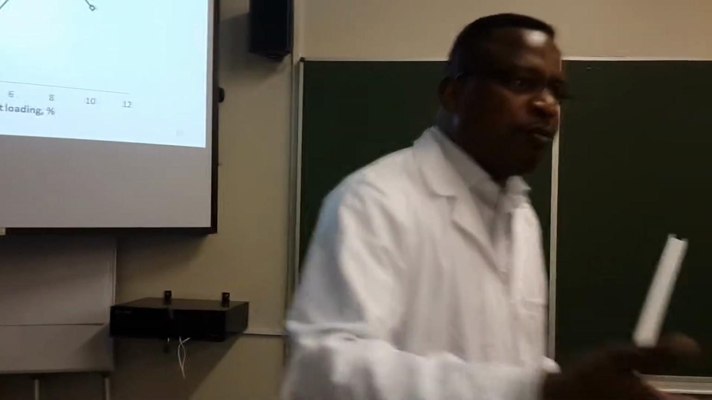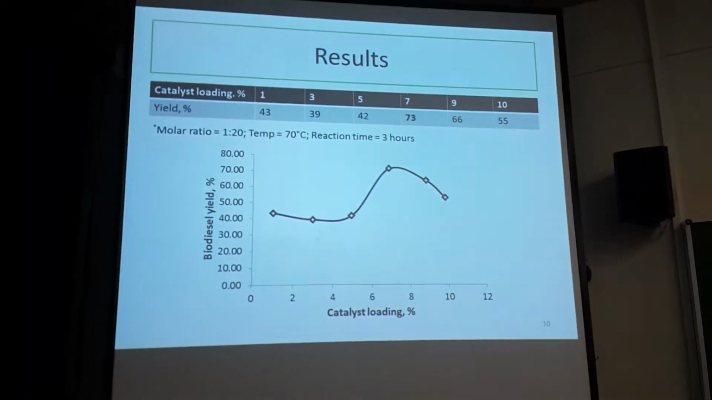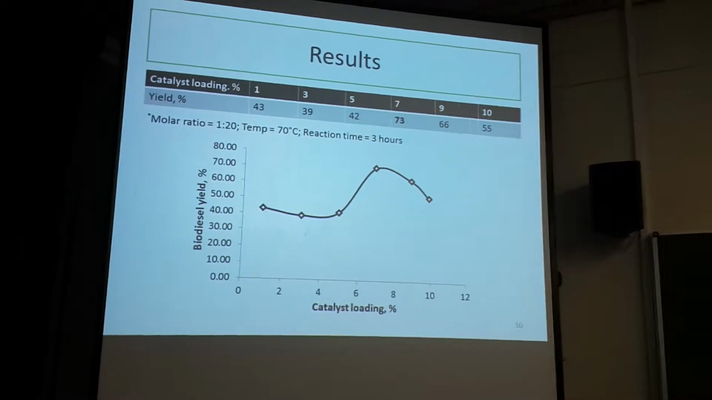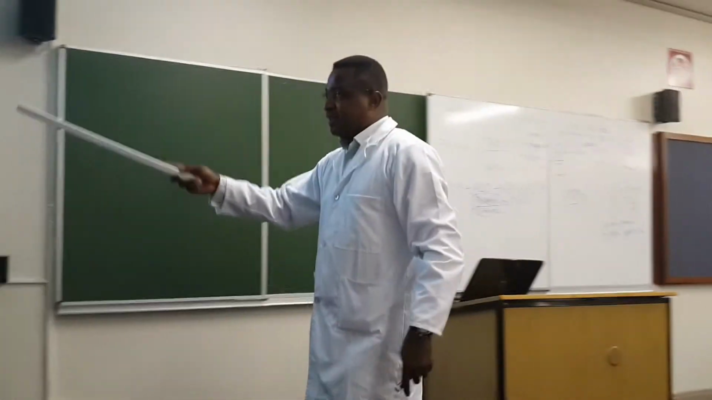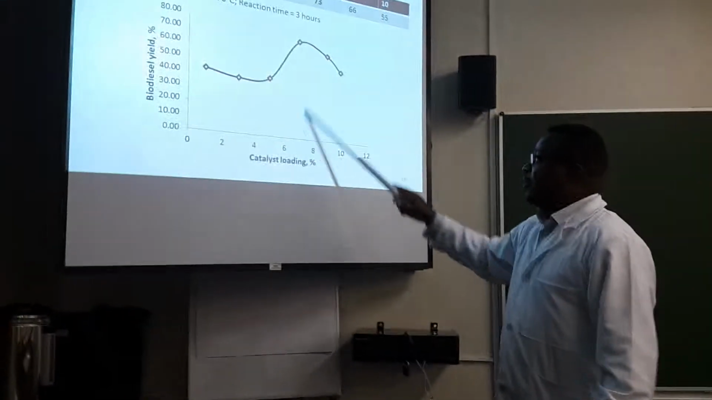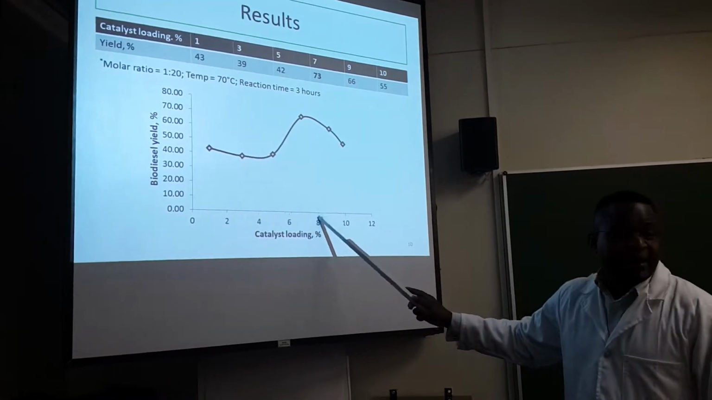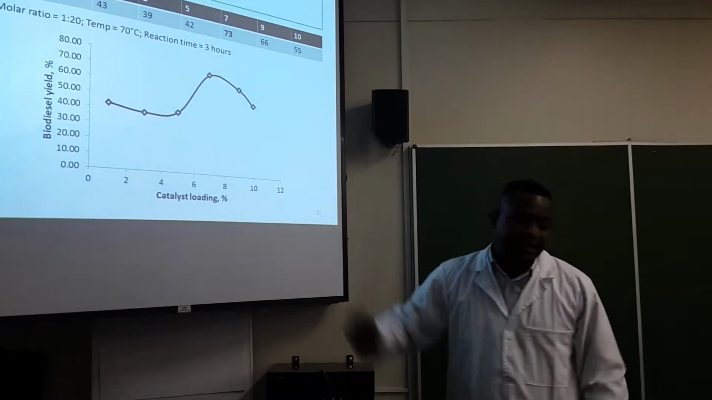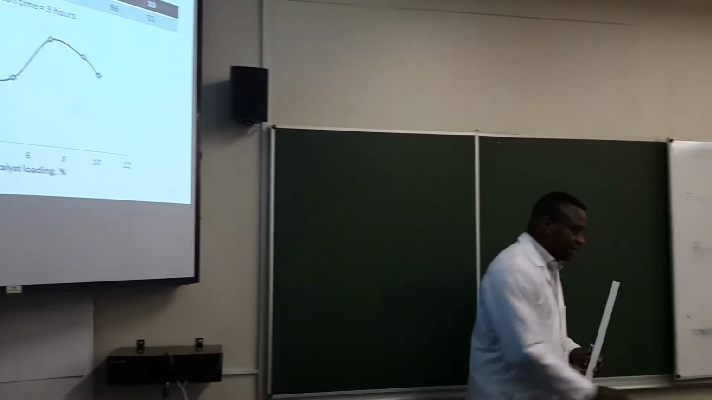To optimize your process means that you want to know the optimum amount of oil, the optimum amount of ethanol, of catalyst, and so on, to get a higher yield. And this is what basically our friend did last year. They got an optimum around 7% catalyst loading, and this is what you are currently using. This is versus the yield.